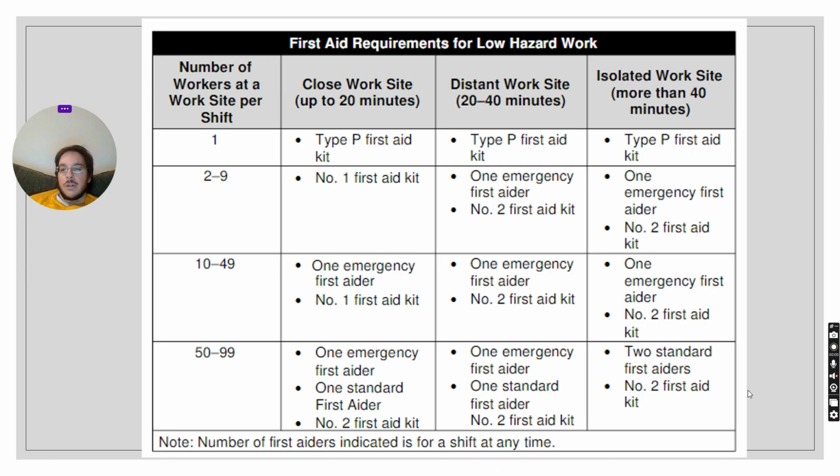So even for low hazard, if we've got 100 workers, say we need two first aiders. If we've got less than 10 workers and the hospital is close by, we don't need to have anybody trained in first aid. We just need the kit. But we always need a kit. So yeah, there's different charts for different hazards of work.